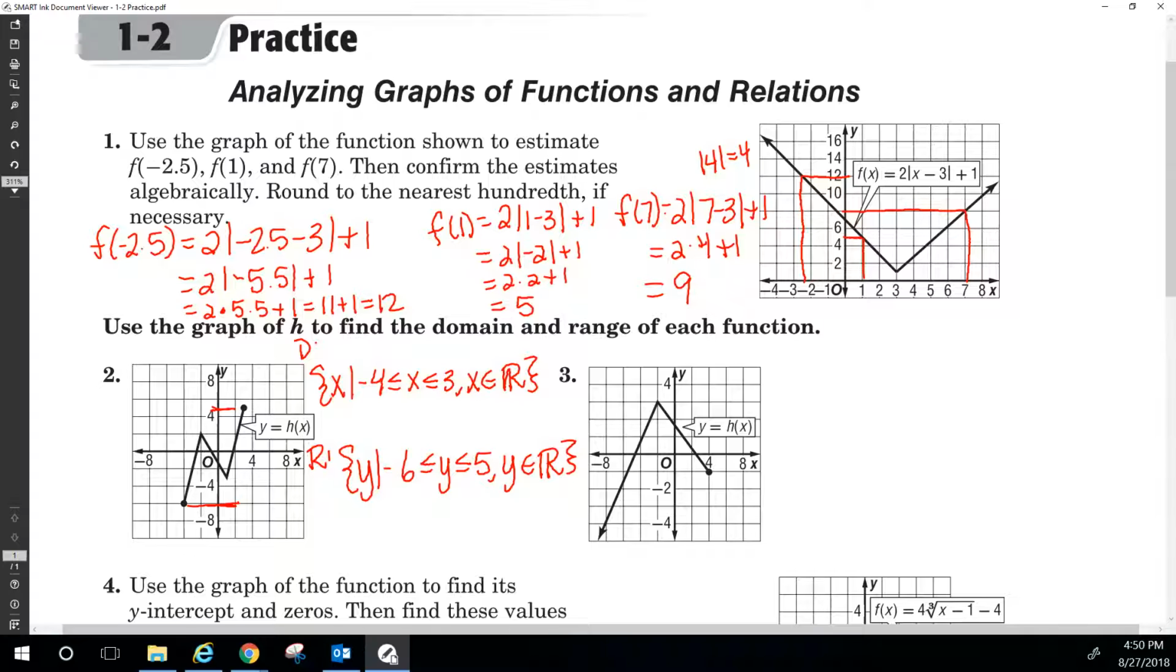Number 3, our domain for number 3 is, this guy's going to negative infinity all the way up to 4. So this is going to be from negative infinity up to 4. It's a closed circle there, so we're including 4. And then for our range, this guy is going down to negative infinity all the way up to 3. So from negative infinity again, this time up to 3, we're going through the point, so we're including 3 in there.